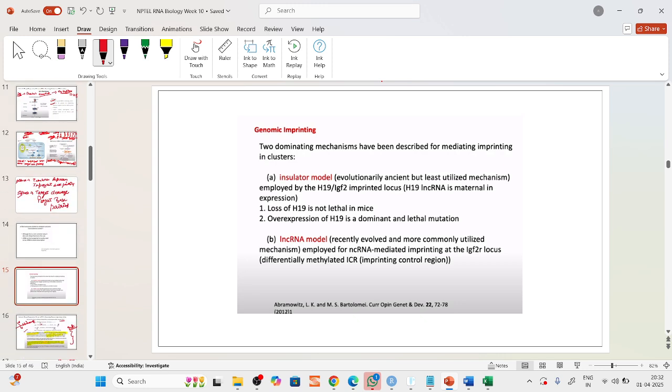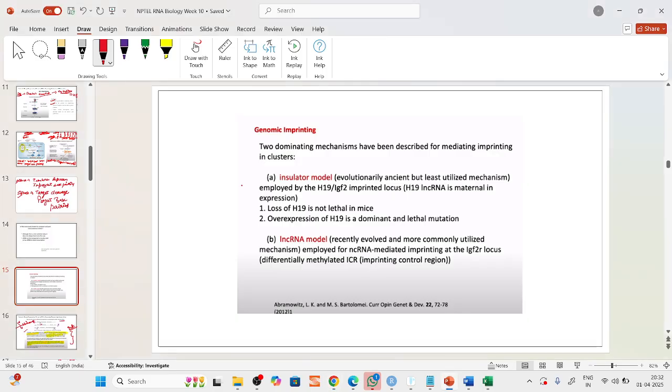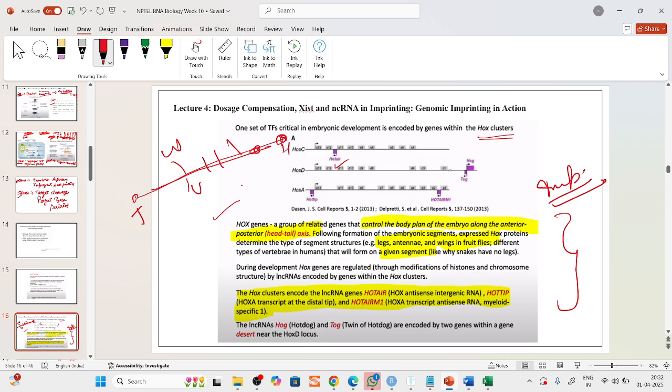Then genomic imprinting. What are the two different models of genomic imprinting? There are two models of genomic imprinting. One is the insulator model, the other one is the lncRNA model. So this is what we have studied.